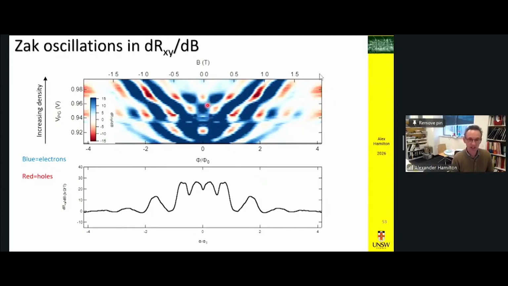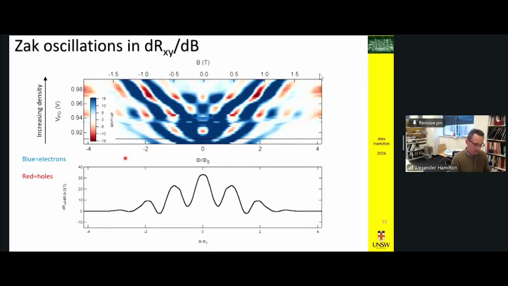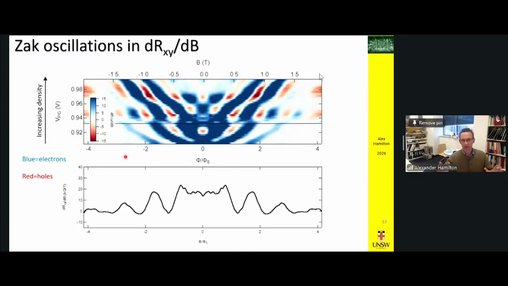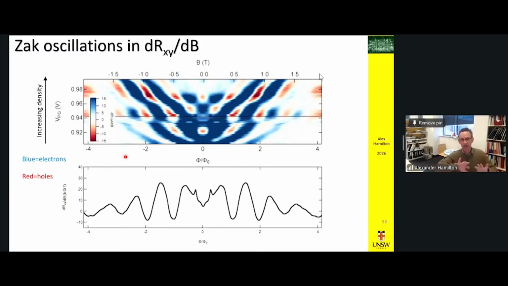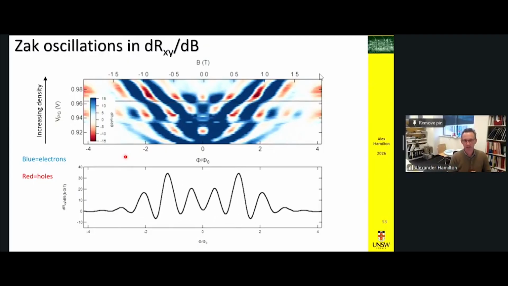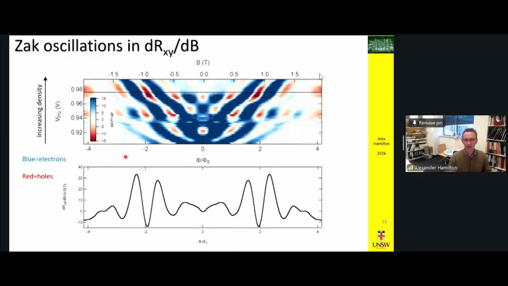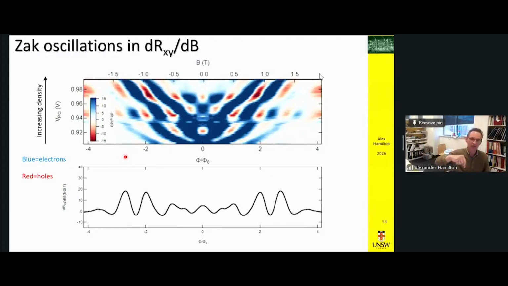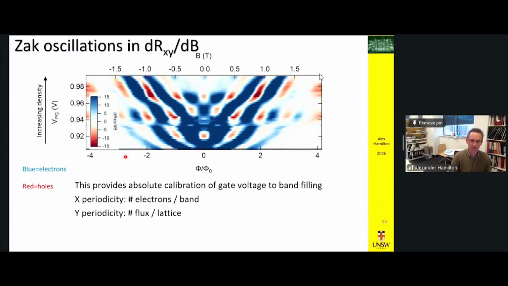And then if I start at low densities and take a line cut, that's what's plotted on the bottom. If I then increase the carrier density, you can see these periodic oscillations. The Hall voltage moves to higher magnetic field for the same Hall voltage, but these oscillations retain their periodicity of 1 flux per unit cell. So these are Zak oscillations, confirming that the electrons are moving between sites in this artificial lattice, and the periodicity of these oscillations is completely consistent with the physically defined lattice constant of 100 nanometers.